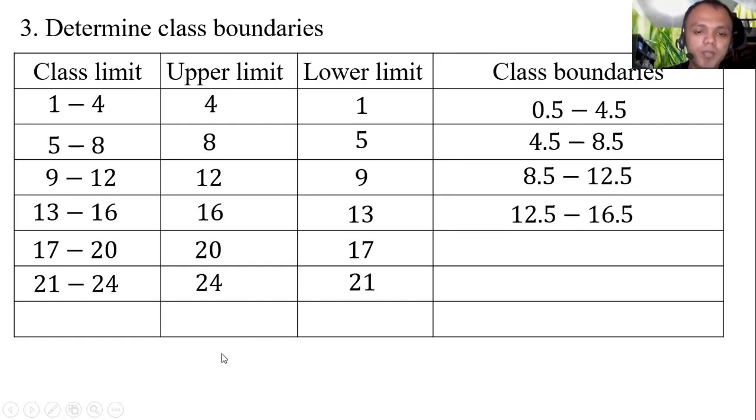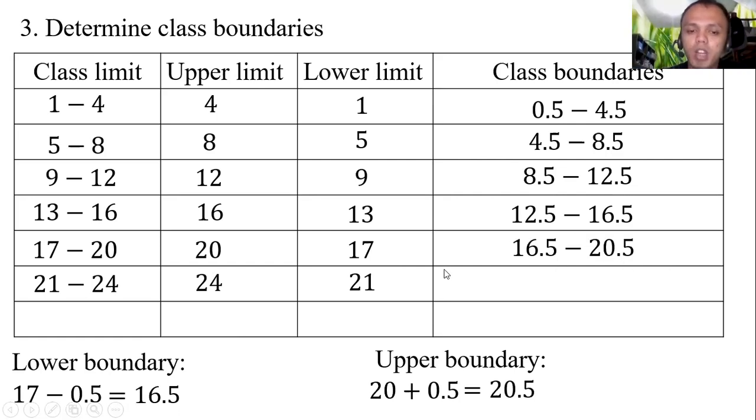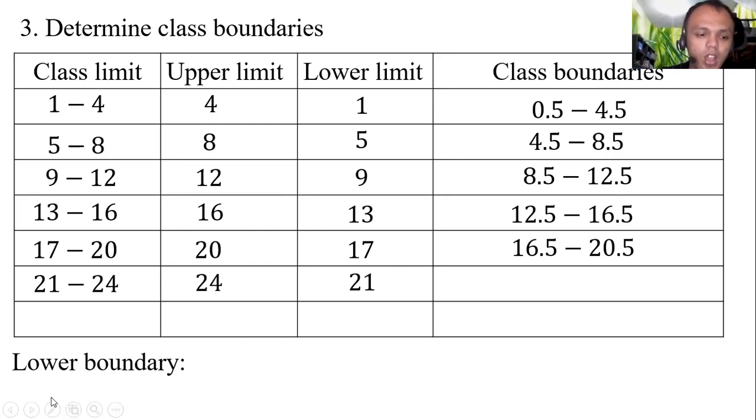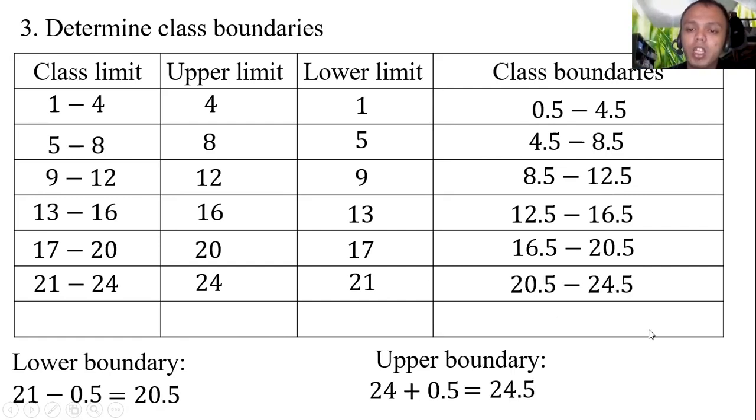Next, ito na. Lower boundary, we have 17 minus 0.5, ito yon is equal to 16.5. Upper boundary, we have 20 plus 0.5 is 20.5. So we have here 16.5 to 20.5. O dito naman sa last class. Okay. 21 minus 0.5 is 20.5. Upper boundary, 24 plus 0.5 is 24.5. Okay? So ito yung class boundary natin.